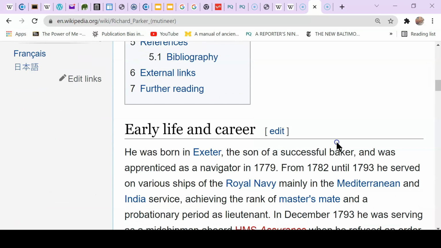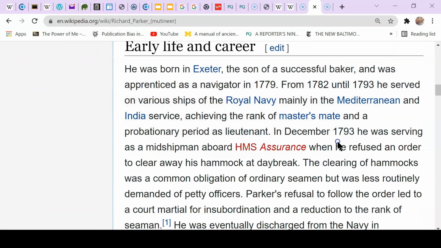And so let's see, his early life. Now, born in Exeter, the son of a successful baker, he was apprenticed as a navigator in 1779. And from 1782 until 1793, he served on various ships of the Royal Navy, mainly in the Mediterranean and India service, achieving the rank of master's mate and a probationary period as lieutenant. I mean, that's 11 years he's in the Navy here. So he rises through the ranks, he becomes a probationary lieutenant.